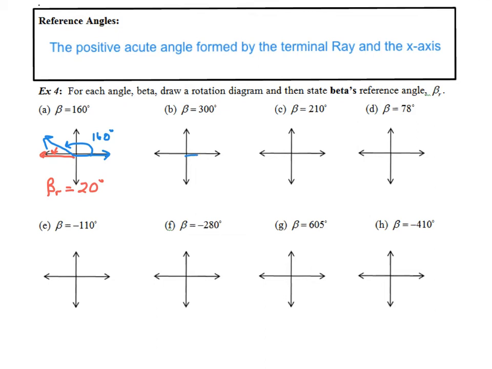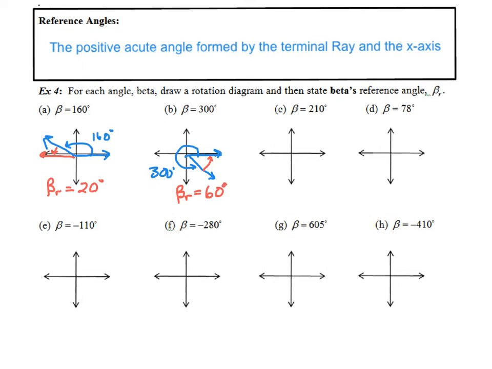For 300 degrees, here's my initial side. 300 degrees is going to be past 270. So this right here makes 300 degrees. That's beta. We want to know how far it will be for me to go from that angle to the next closest x-axis angle. So to go from 300 to 360, I see that the reference angle this time would be equal to 60 degrees.